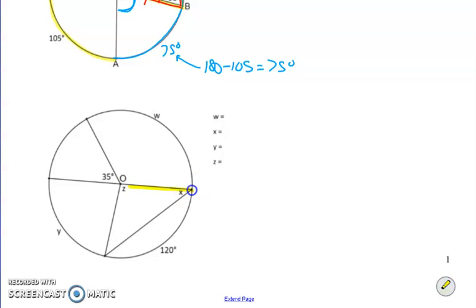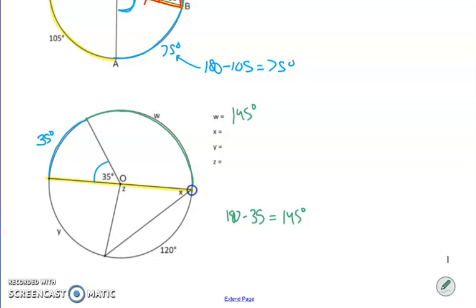All of these are going to have a diameter, which makes them very simple. And again, I'm not going to pay attention to the variables. I'm just going to work my way around the figure. I've got a central angle right here. That's 35 degrees, which means this arc is 35 degrees. How is that useful? Well, I can now use that to get this arc W. I will take 180 minus 35. That gives me 145 degrees. So that's going to be arc W.